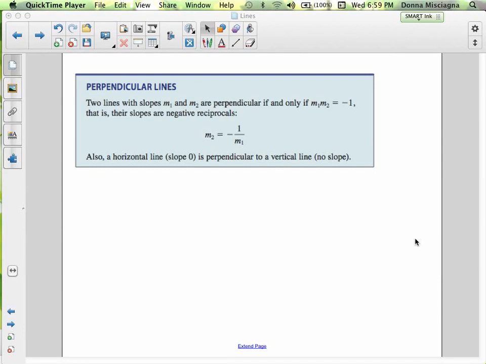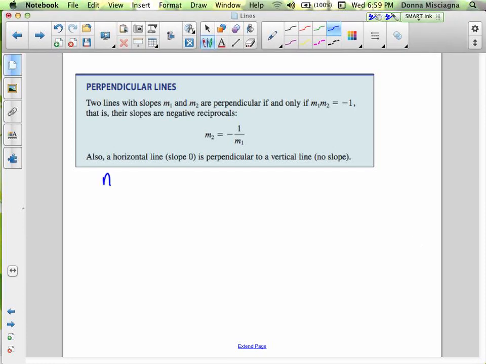Now let's learn about perpendicular lines. Two lines with slopes m1 and m2 are perpendicular if and only if the product of those two slopes is -1. That is, their slopes are negative reciprocals. Here are some examples of negative reciprocals.